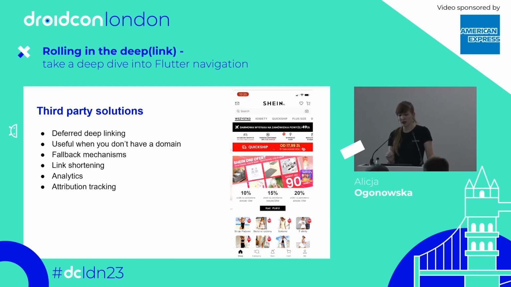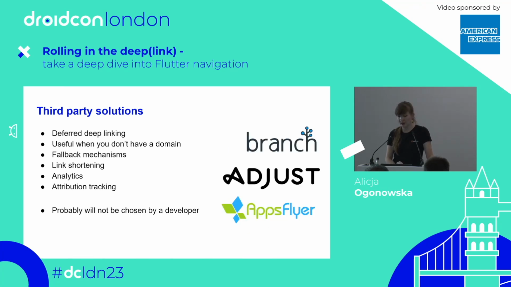So those are some solutions that provide those functionalities, for example, Branch, Adjust, or AppsFlyer, but they are paid solutions. I mean, they have some free tiers, but in general they are paid, and I would say they are also quite big and much connected to marketing stuff. And the truth is, they are not usually chosen by developers. Usually you work for a company and your marketing team says, hey, we need you to integrate Adjust or Branch or whatever we are using for other marketing purposes.